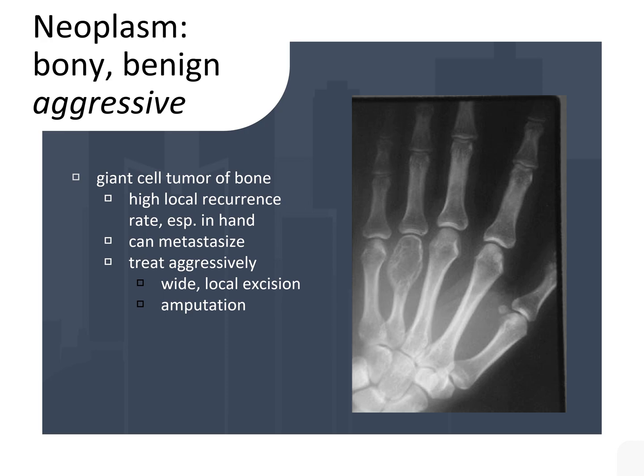These have an extremely high local recurrence rate, and they can metastasize, to the lungs generally. You should remember that the two benign tumors that metastasize are giant cell tumors of bone, not to be confused with giant cell tumors of tendon, as well as osteoblastomas in kids. And these should be treated aggressively with a wide local excision, or sometimes you even need to consider amputation.